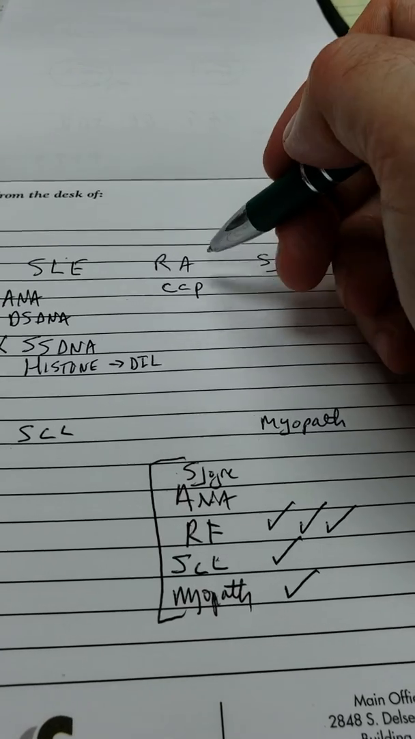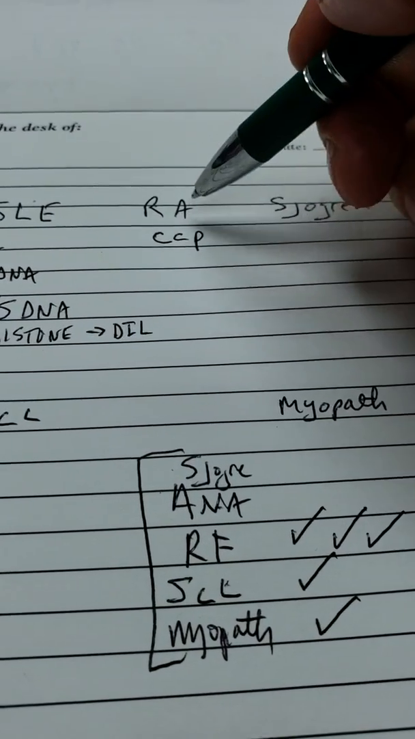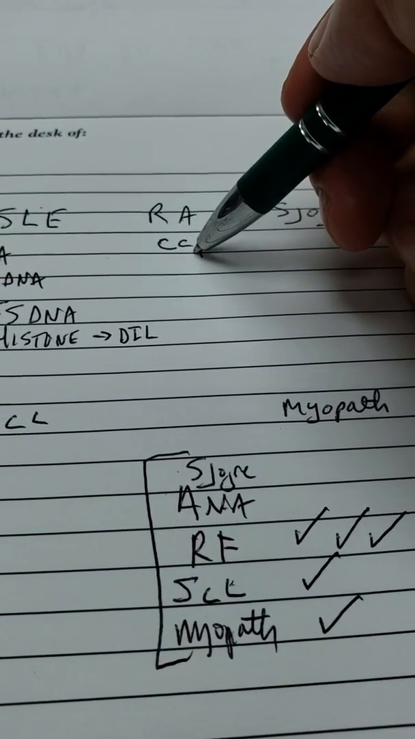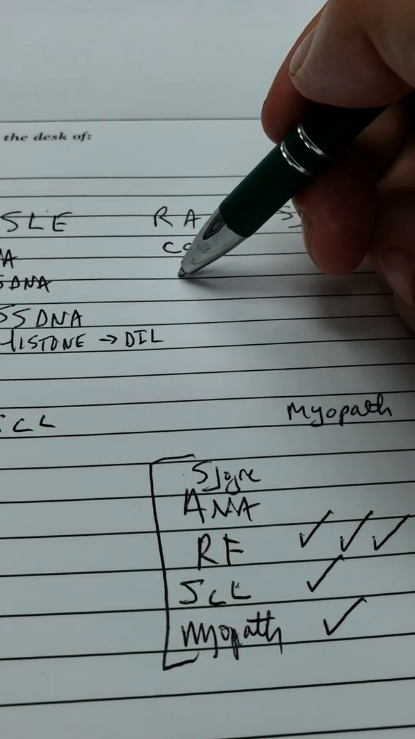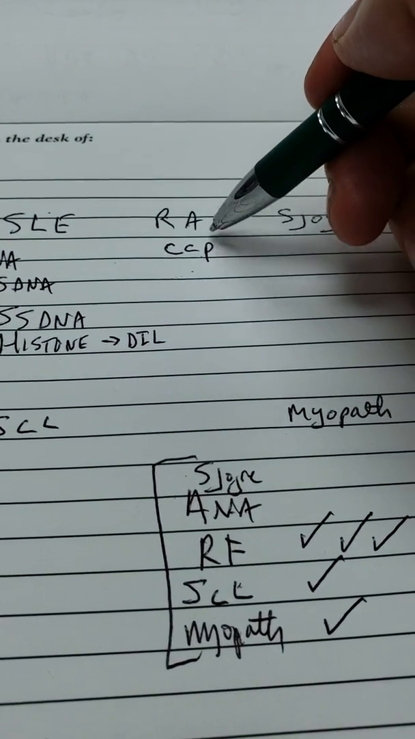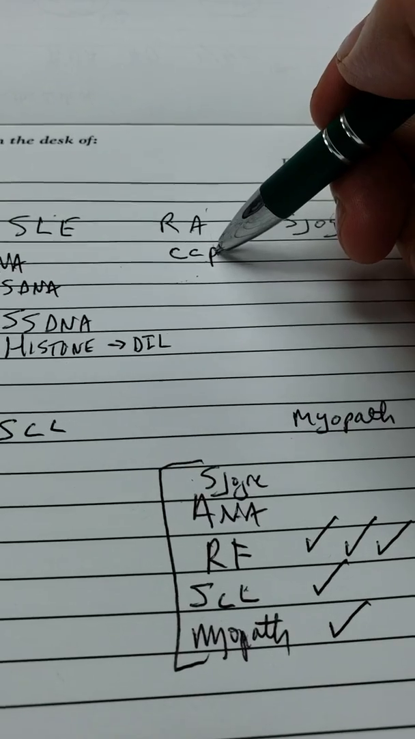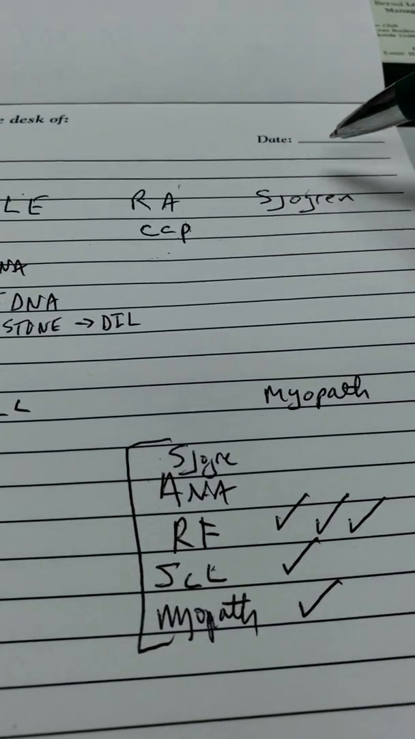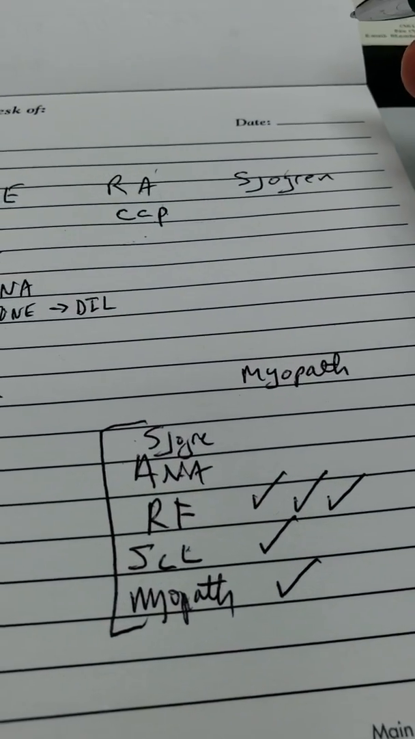In rheumatoid arthritis, we often can confirm diagnosis by having cyclic citrullinated peptide. So if a patient has rheumatoid factor and CCP, even with an ANA that's 40, 80, or 160, that person would have rheumatoid arthritis based on their clinical examination.